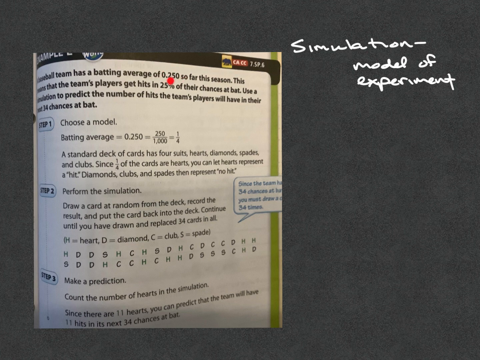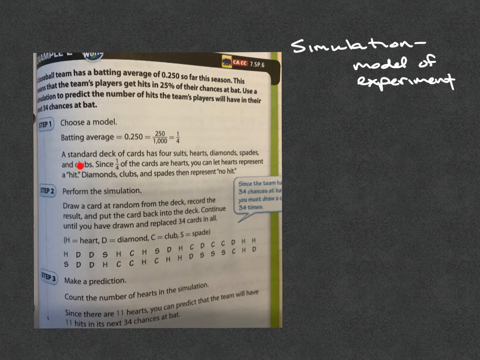So this number again is 250 out of 1,000, 250 thousandths. Let's say out of 1,000 at-bats, they hit the ball 250 times, right? So we write that as a fraction. 250 ends in the thousandths place, so 250 thousandths, and reduce it to 1/4. So they hit the ball 1/4 of the time that they go to bat. And let's say we wanted to know for the next 34 chances at bat how they do as an experiment. Well, maybe I don't have a team to bring out to a field and do the experiment. So I need to come up with a simulation to act that out.